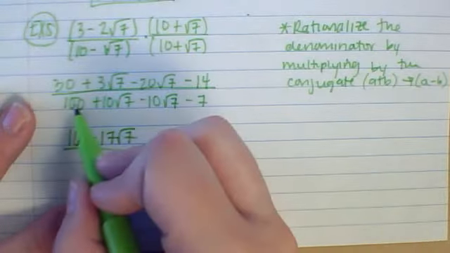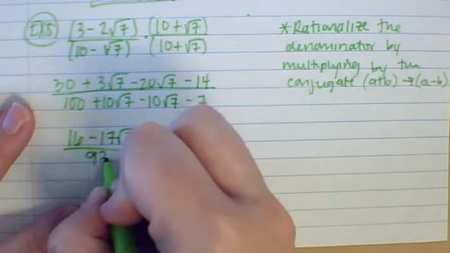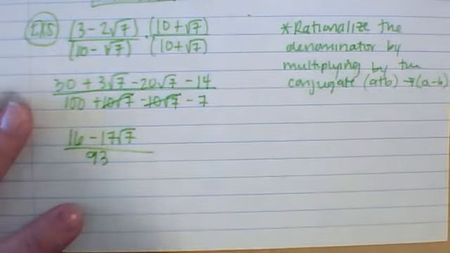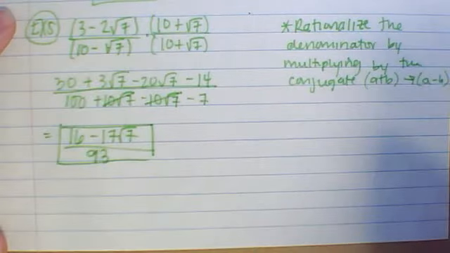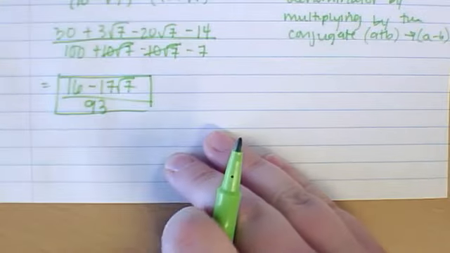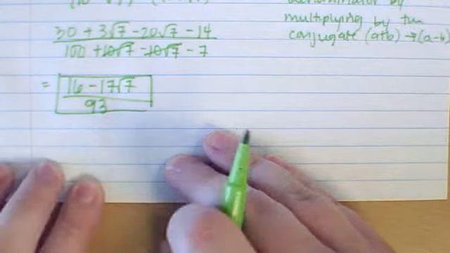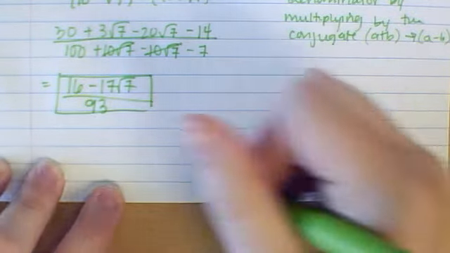On the bottom, 100 minus 7 is 93, and the 10 square root of 7 minus 10 square root of 7 go away. So that was the whole point, was to get rid of the square root on the bottom. So our final answer is 16 minus 17 square root of 7 divided by 93.